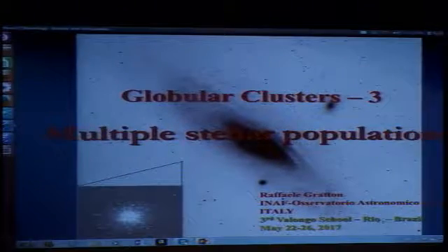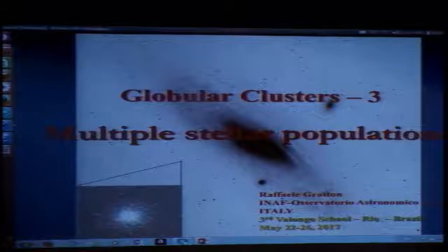So today is a really nice day. You will learn everything about multiple stellar populations in globular clusters.